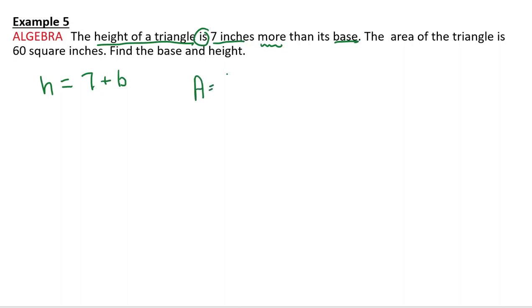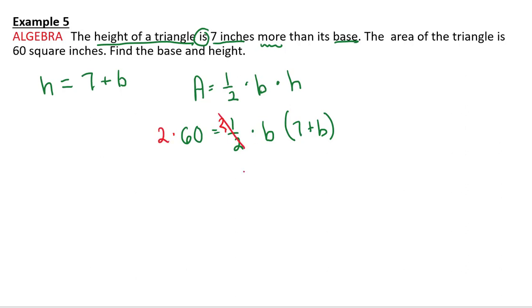Our area formula is 1/2 base times height. So I have the area of my triangle is 60, equals 1/2. I don't know the base, but I have an expression for the height. I am going to multiply by 2. That cancels out the 1/2 to make this a 120. So I distribute the b through.